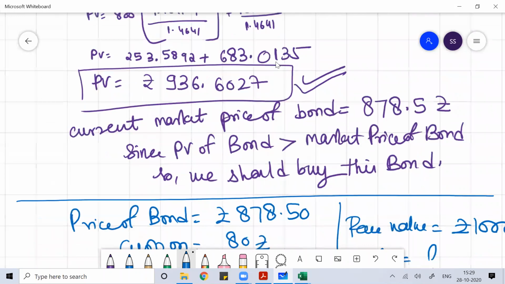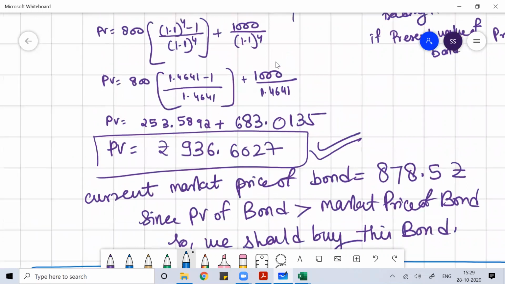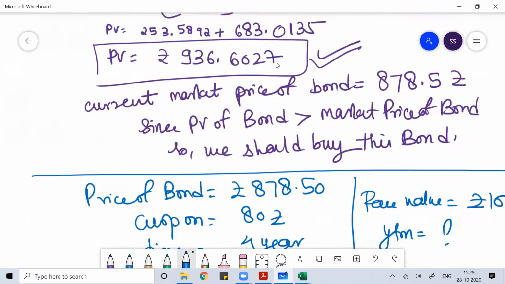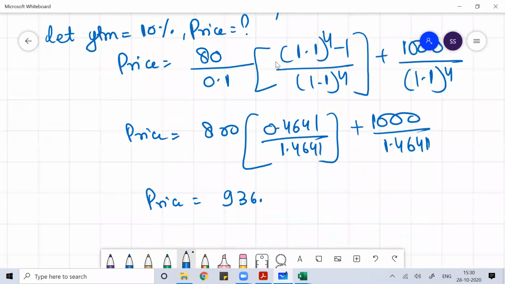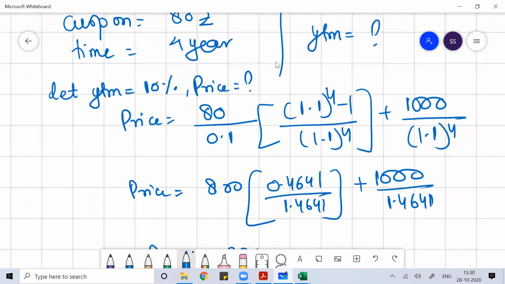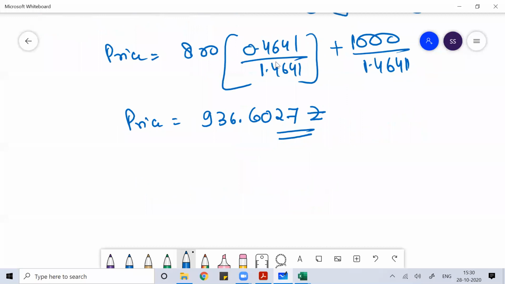We already calculated this 936.6027. So if I take YTM as 10%, I'm getting the price of the bond as 936.6027.